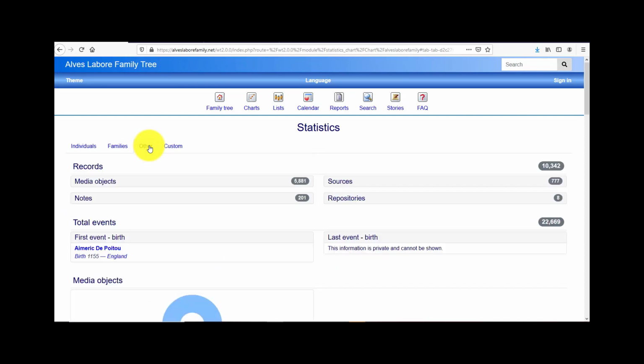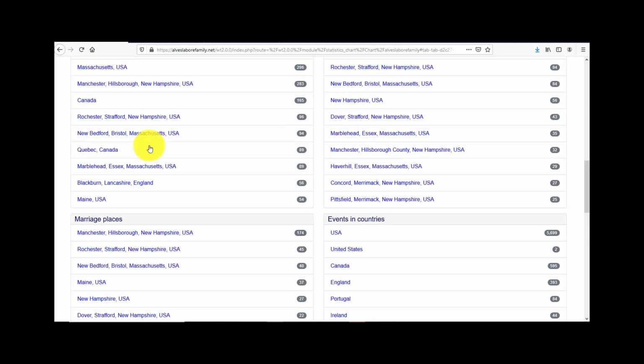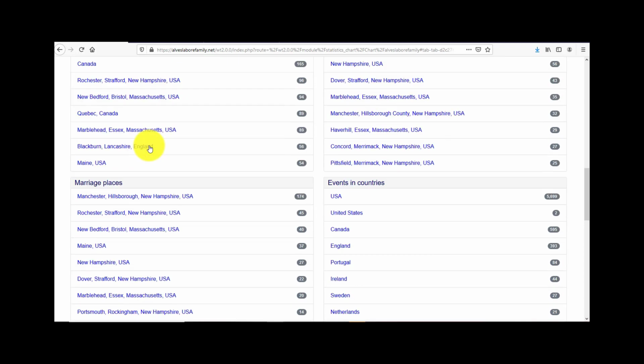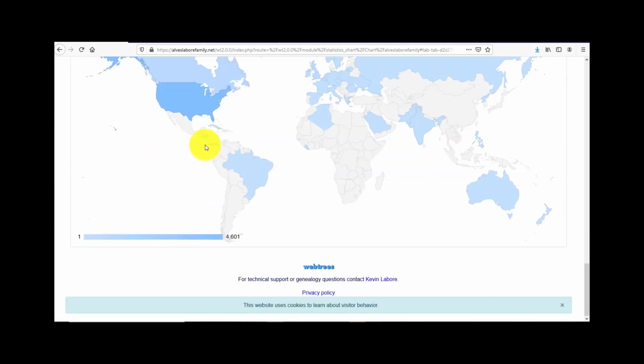Other statistics. This is about events and media and sources and things like that. And greatest number of birthplaces was New Hampshire, and it will tell you the breakdown, so forth from there. Birthplaces and death places, mentioned countries. It even shows you on a map where it is, and you can actually drill down into here. It's kind of cool.